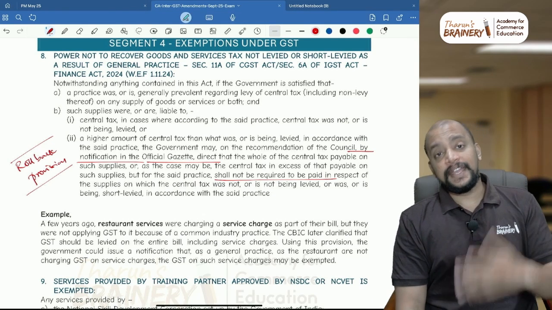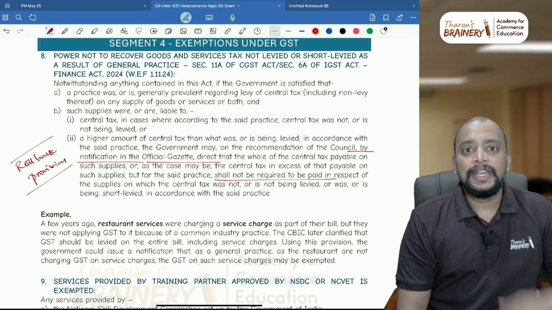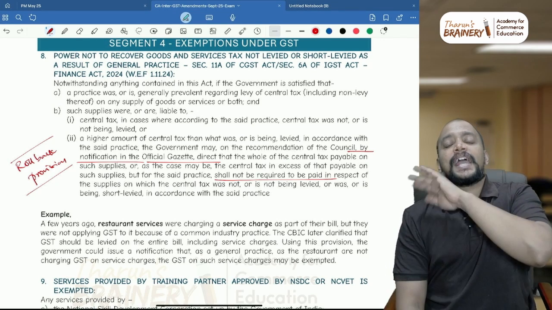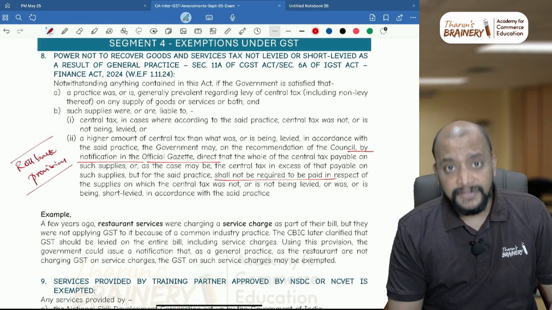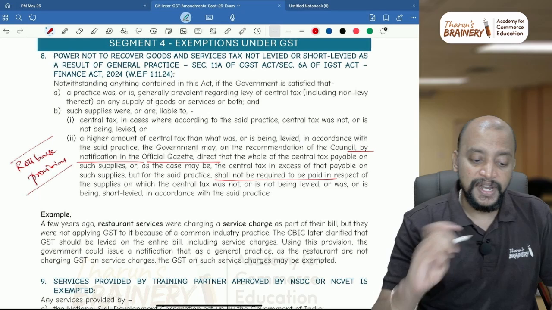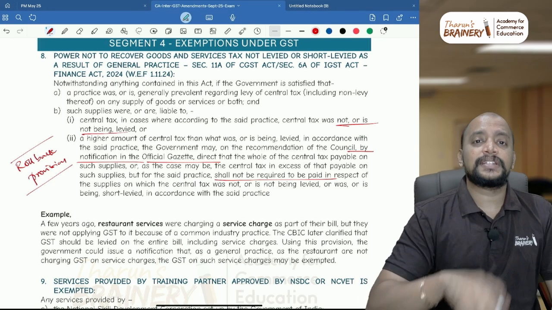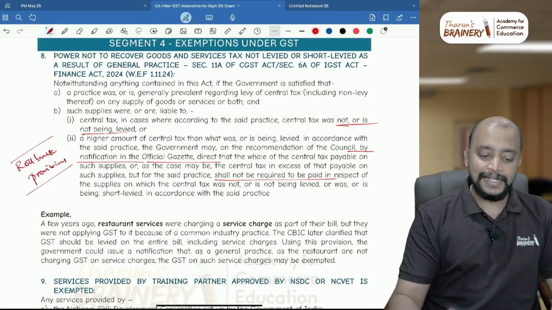And same way, in the past there was no tax on a particular transaction. Suddenly they have brought it into taxability. Whether the government has power to roll it back? Yes. Previously no tax was levied, now they are starting levying. Can they roll back? Yes, they can roll back.